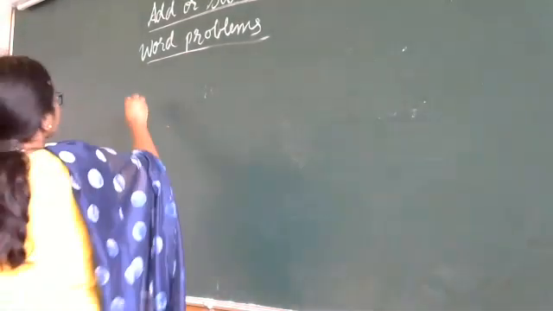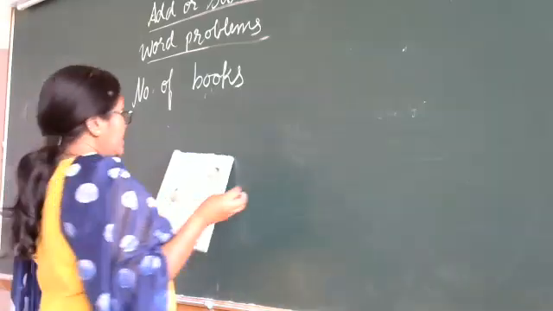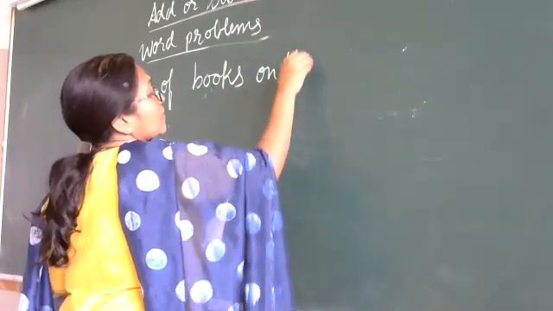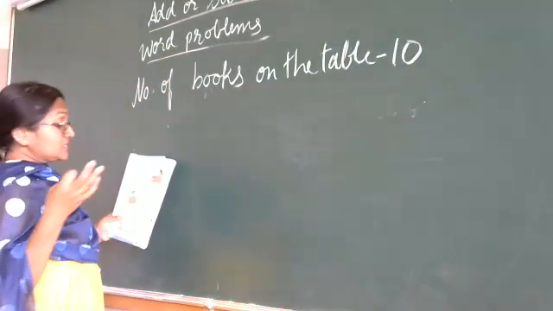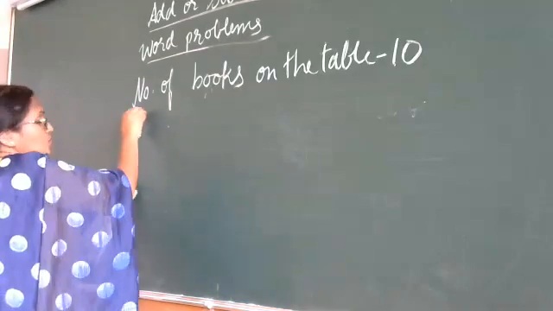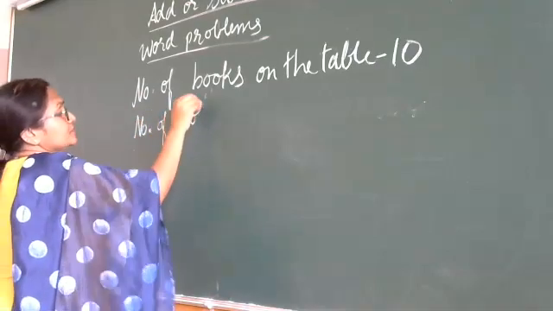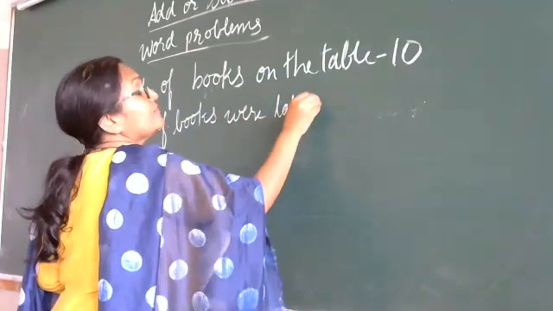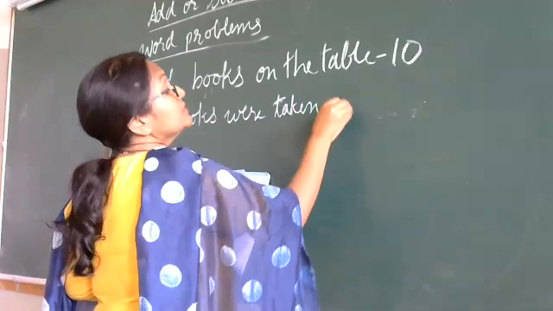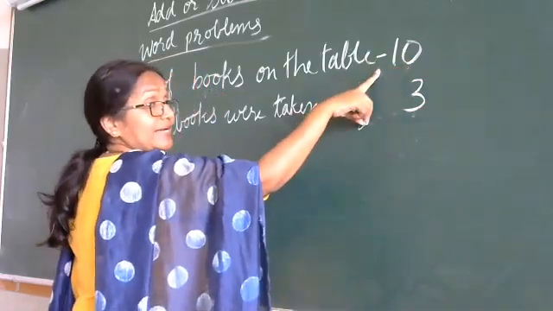Okay, now, number of books. See, you have to read the question and understand. So, number of books on the table. How many there? 10. Out of these, 3 books were taken away. So, number of books were taken away. See, this is all you have to write for a word problem. How much did we take away? 3. It is one number, so it will be below 0. 0 is in the 1's place, 1 is in the 10's place.